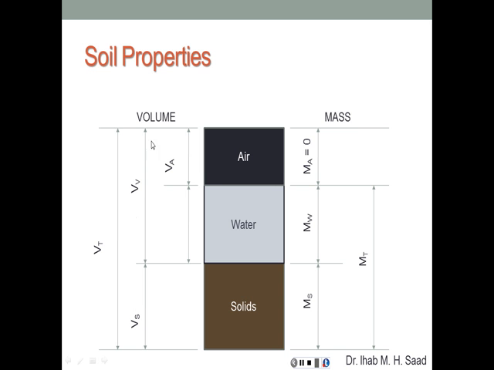So looking at the volume, we have VT, which is the total volume of that sample of soil, with VS being the volume of solids, and VV is the volume of voids, which can be divided into VW, volume of water, and VA, volume of air. On the other hand, if we measure it by mass, then MT is the total mass. Notice here that MT is not up to the top because air doesn't have any mass. MA is equal to 0. So MT is going to be just equal to MS, the mass of soil, the solids, and MW, the mass of water.